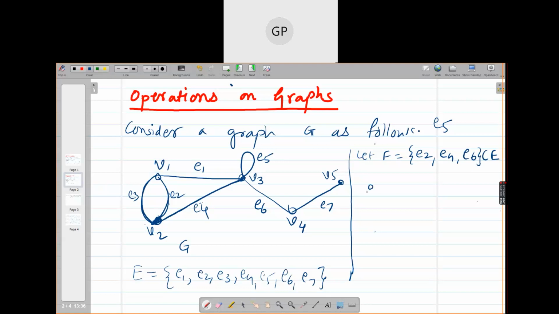Okay, so I am writing all the vertices as they are. And now I will draw the edges without E2, E4, E6. E2, E4, E6 should not be there. So E1 is there. This is E3. Then these two edges are not there. Then E6 is also not there. E5 is there. There is a loop at V3 and E7 is there. So this is my G minus F. Okay.